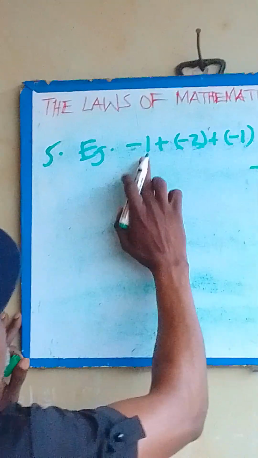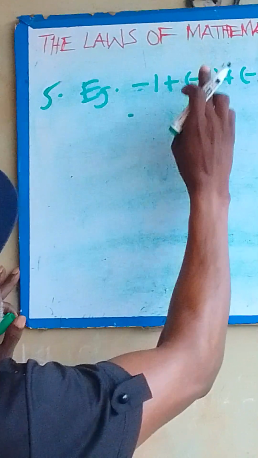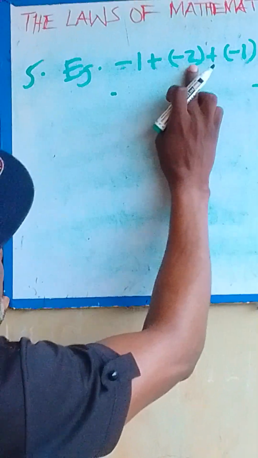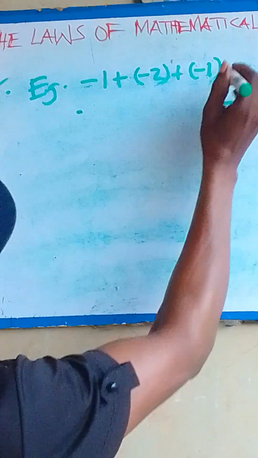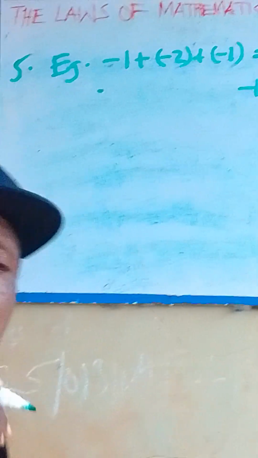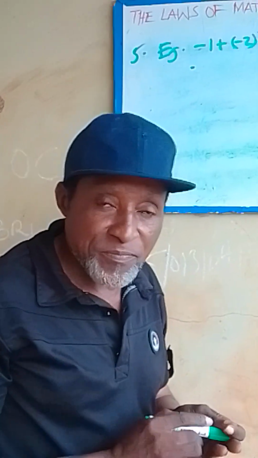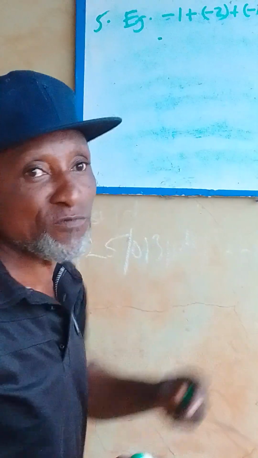So it becomes minus, you add 1 plus 2 is 3. 3 plus 1 is what? 4. So the result will be 4. But we are told that when you are adding negative numbers, the sign of the result carries a minus. So the result must end up being negative. So we now put our minus here to become minus 4 because we added negative numbers.